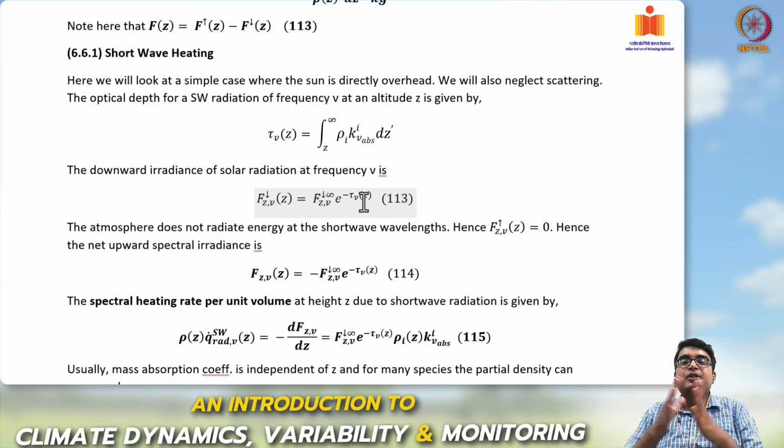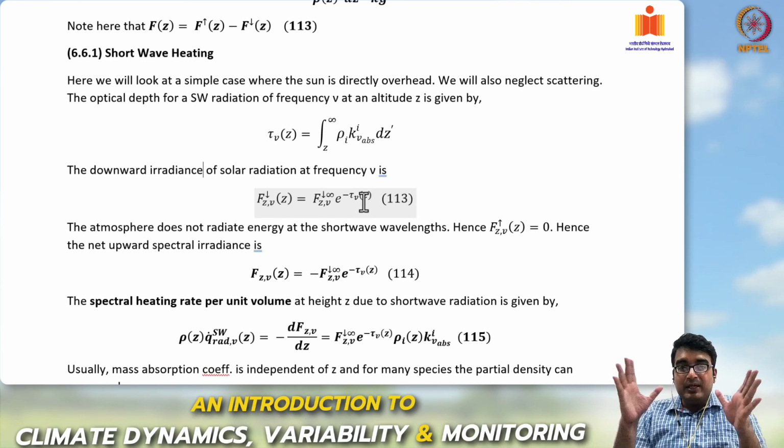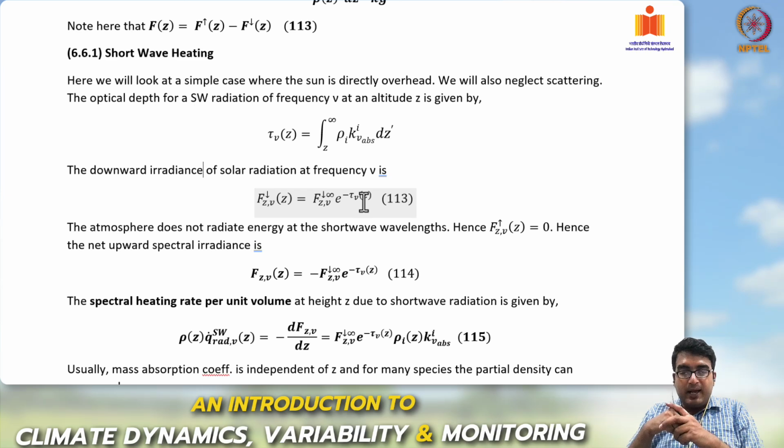Here the expression is very simple because there is no emission of short wave radiation by any of the atmospheric layers. So it's just attenuation that is happening. Just as we have done this for the radiation intensity, here we are doing it for the irradiance or radiation flux. The radiation flux at an altitude z is the radiation flux at the top of the atmosphere times the exponential to the power minus the optical depth.